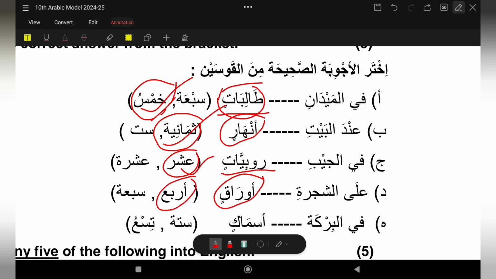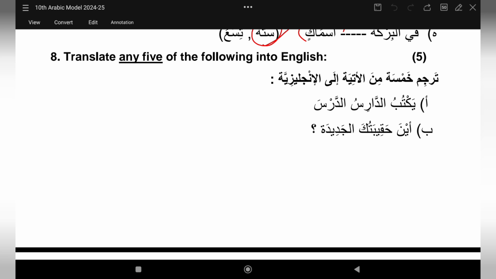Waraqat is the singular and its plural is awraq, so that is female. That's why if the ma'dud is female, others should be male. And samak, asmak, that is mudhakkar, so here asmak is mudhakkar, that's why we can use sittat. That is the answer, female.